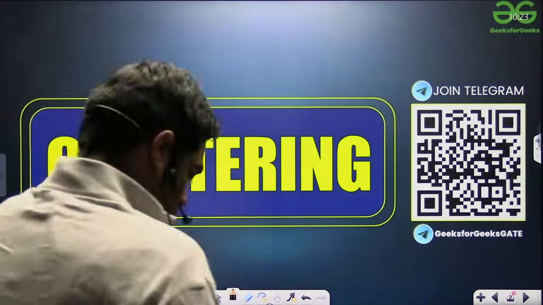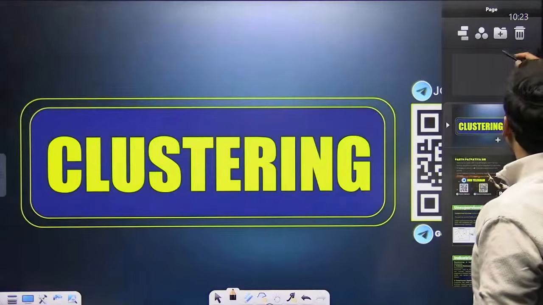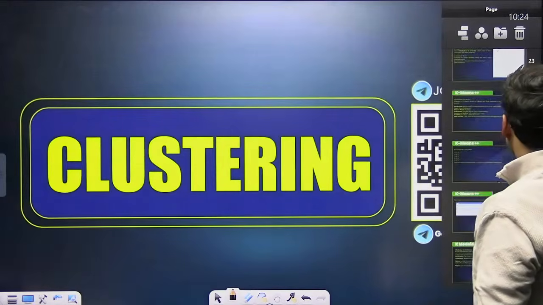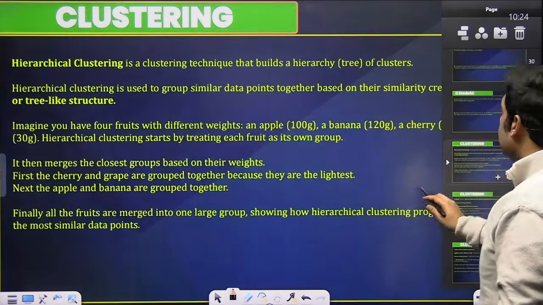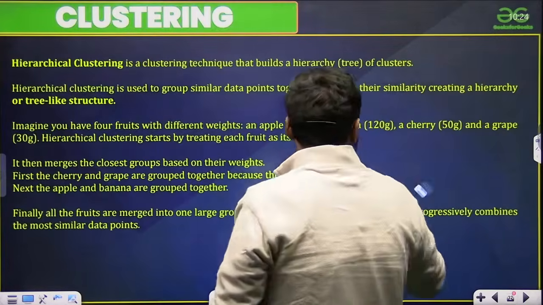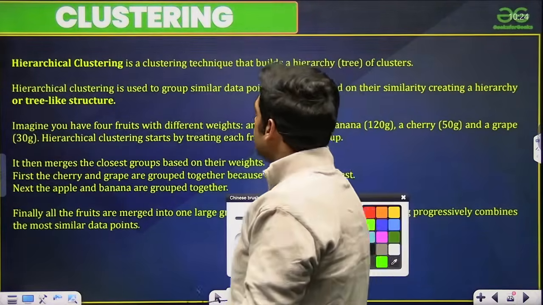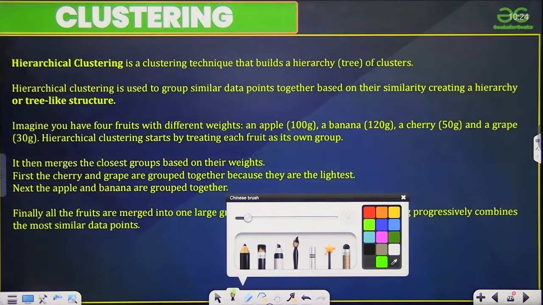Okay, so today let us start with clustering part 2, and in that we'll be starting with agglomerative clustering. We'll be starting with hierarchical clustering, and in hierarchical clustering we have two types of clustering: agglomerative clustering and divisive clustering.